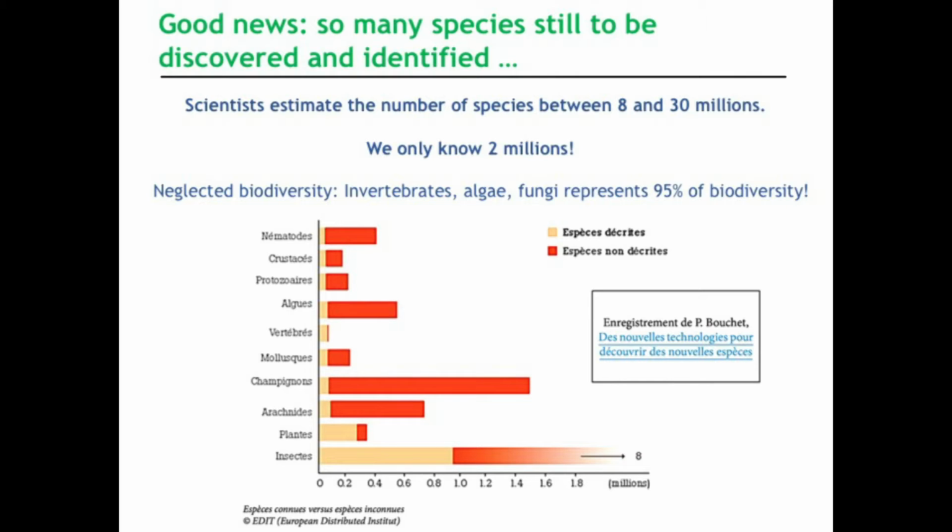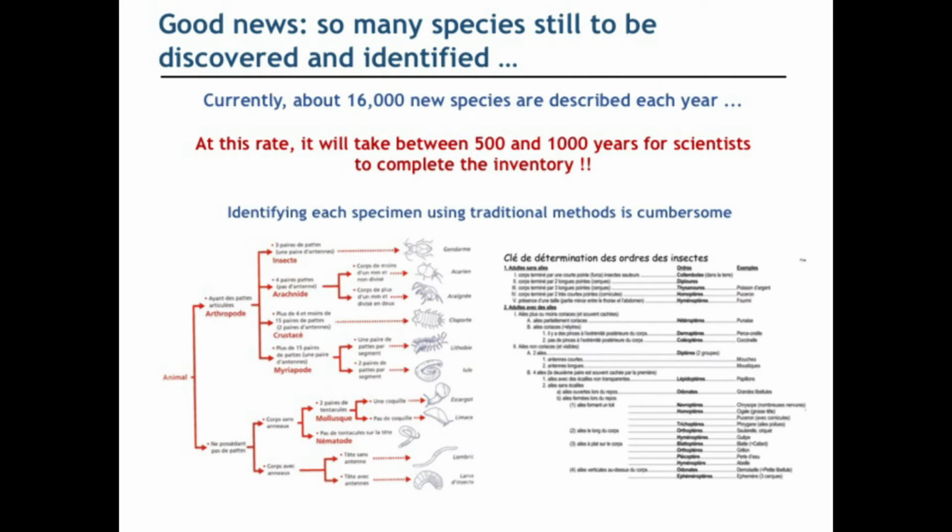Of course, most of these unknown species are part of what we call the neglected biodiversity. Mainly invertebrates, algae, fungi. Those represent over 95% of the biodiversity, and probably more so of the unknown biodiversity. Currently, about 16,000 new species are described every year. At this rate, using traditional methods, it may take between 500 and 1,000 years for scientists to complete the species inventory.